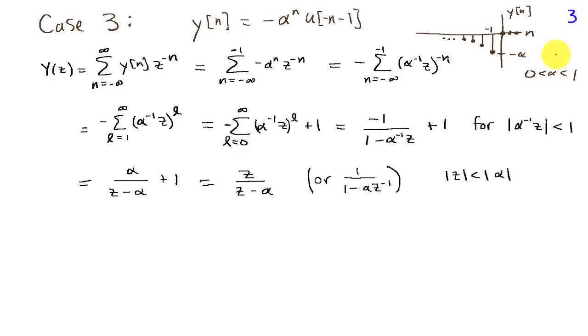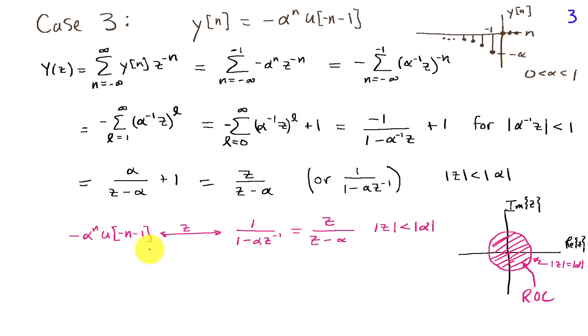Well, we can do a little bit of algebra on here and show that this becomes alpha over z minus alpha, plus 1, which when I combine terms over a common denominator, I get z over z minus alpha. And in this case, I could also write that as 1 over 1 minus alpha z inverse. It's more convenient to express it in powers of z inverse. Now the region of convergence becomes the magnitude of z less than the magnitude of alpha. If that's true, then the magnitude of alpha inverse z will be less than 1.